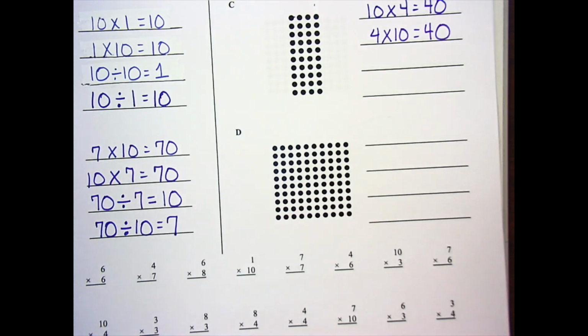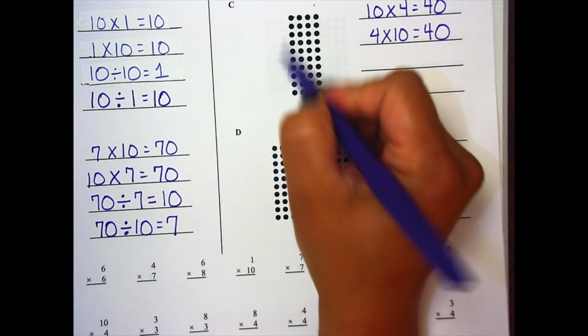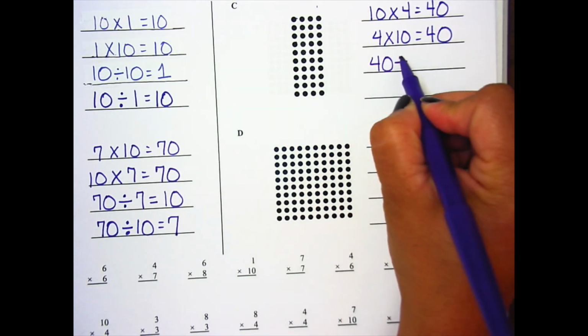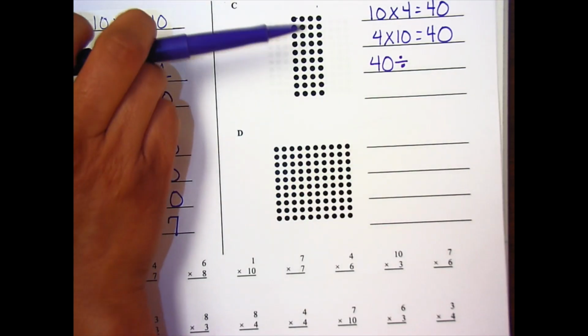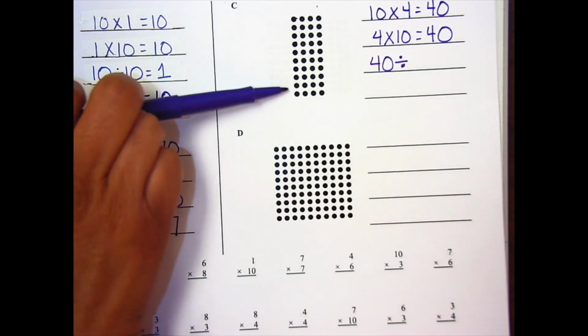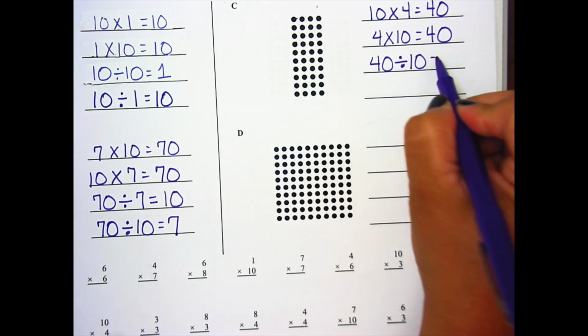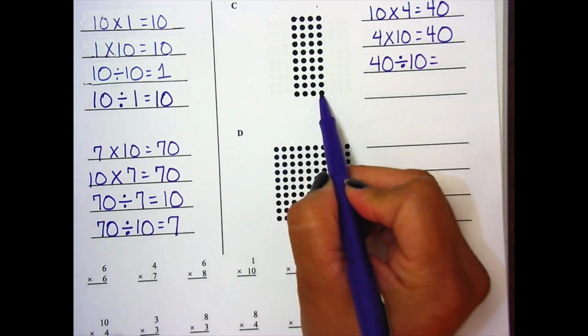Now our division. How many do I have in all? Well, I have 40 in all. That doesn't change. And I'm going to divide it by how many rows do I have? We already know that's 10. So 40 divided by 10 equals how many in each row? 4.